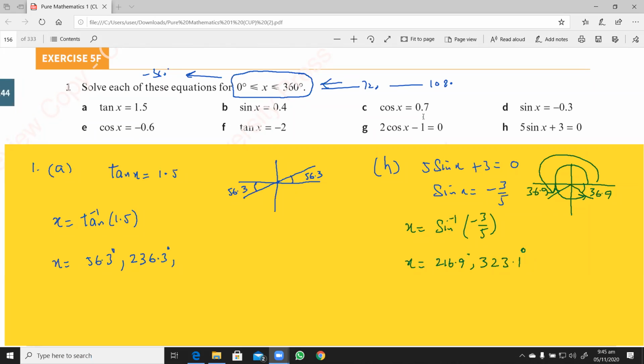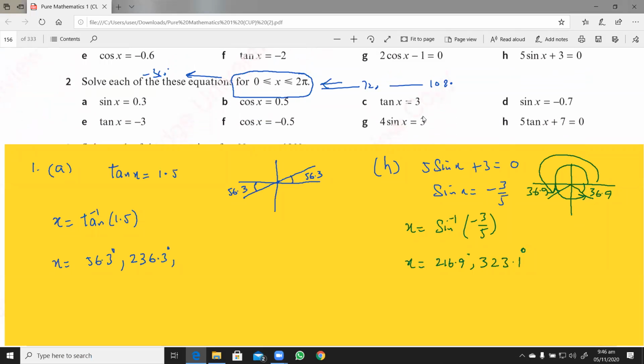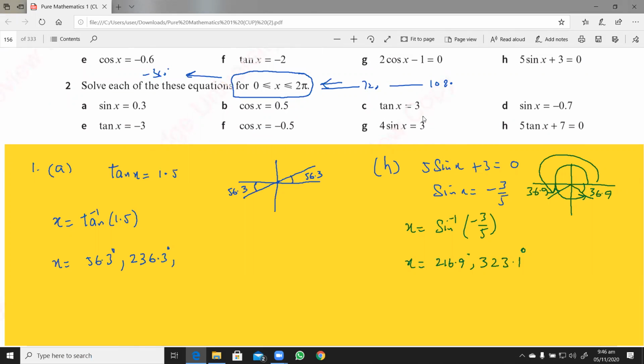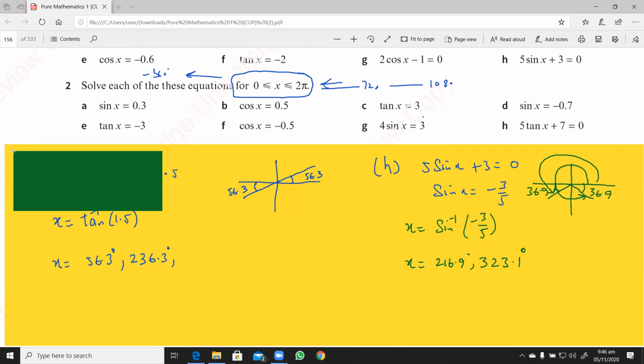Now I am moving ahead with you, and you will see what is going to be there in the next question. You see, in this next question, you have the things in radians. So this is not much different here. You will try to give the answer in exact form as long as it is possible.